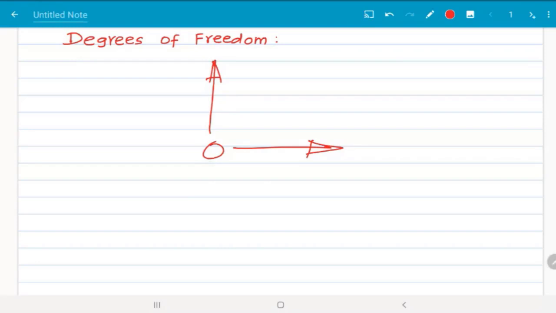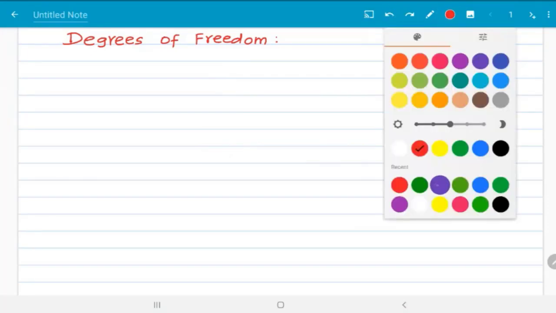I can move in the z direction. That is also degrees of freedom. I can rotate about x-axis. That is also degrees of freedom. That's all. So degrees of freedom is very simple. It is nothing but possible independent motion. We'll write the definition.